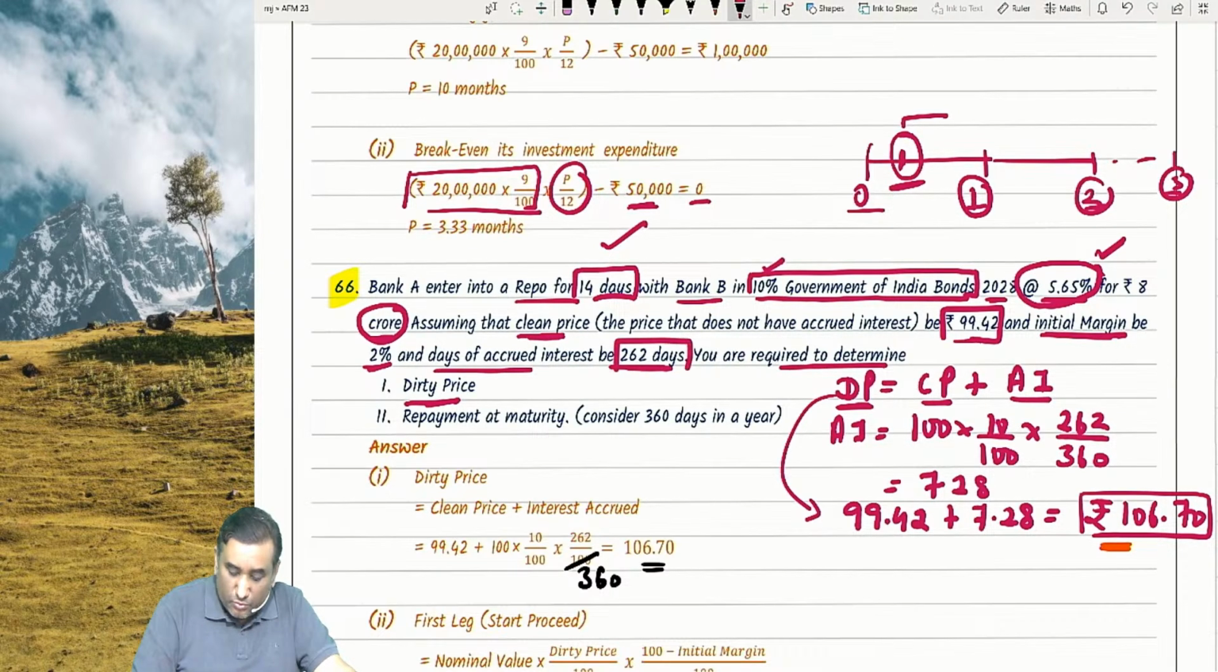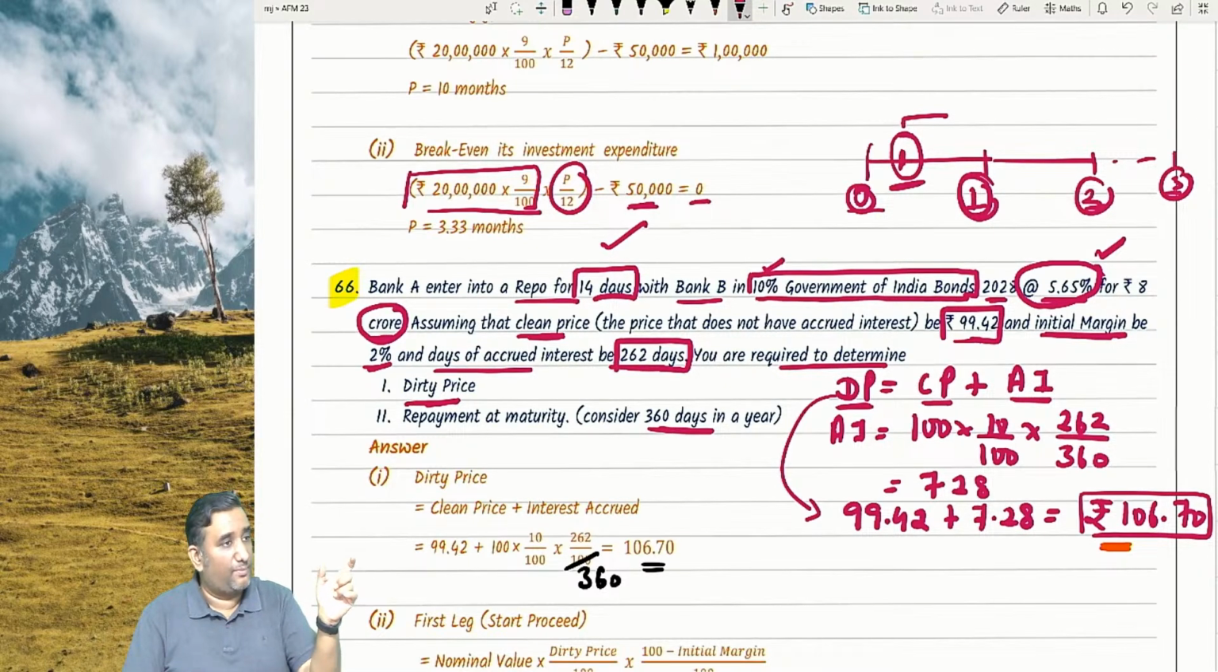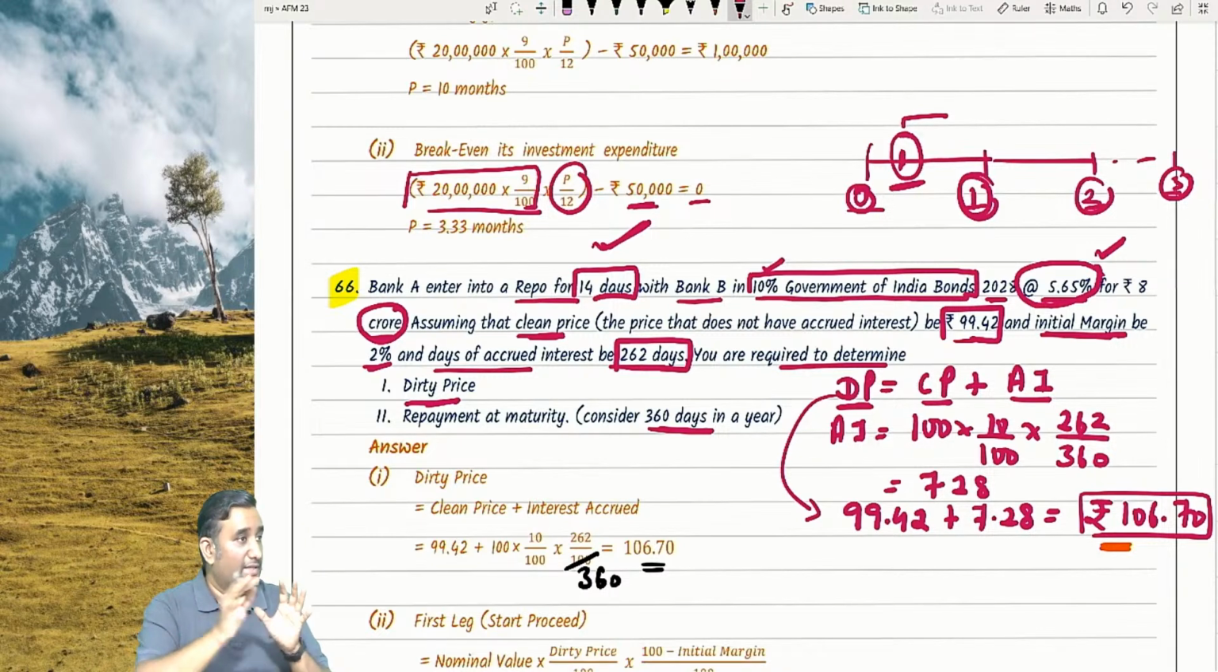Now that means 262 days have already lapsed. We are standing at the last payment, that means it came in 0 period, and the next will come after this, and 360 days he says. Accrued interest, that means that bond has got accrued interest of 262 days. Sir, but bond is only for 14 days. Bond is not 14 days. 14 days is that the bond is used for the borrowing and lending. Bond is a bond only which carries a rate of how much percentage? 10%. So dirty price would be equal to clean price plus the accrued interest which comes out.